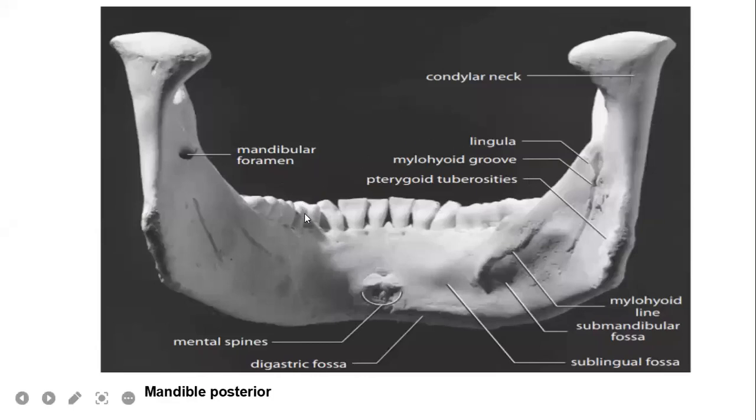So this is the same bone. We have the mandibular foramen, condylar neck, lingula, mylohyoid groove, pterygoid tuberosities, mylohyoid line, submandibular fossa, where the submandibular gland rests, then the sublingual fossa, the digastric fossa and mental spines right there.